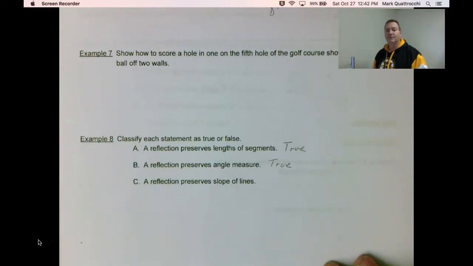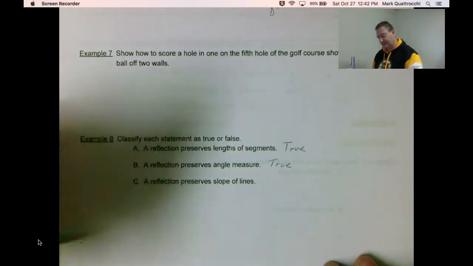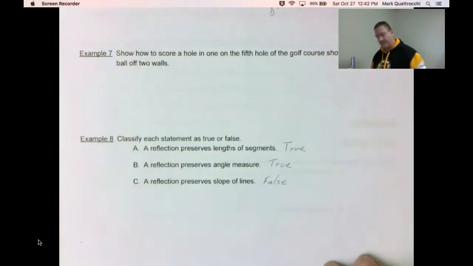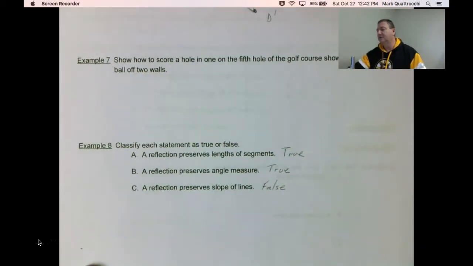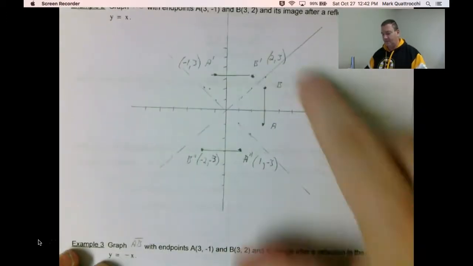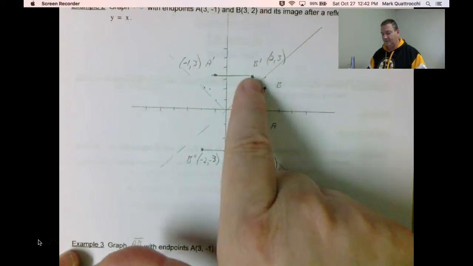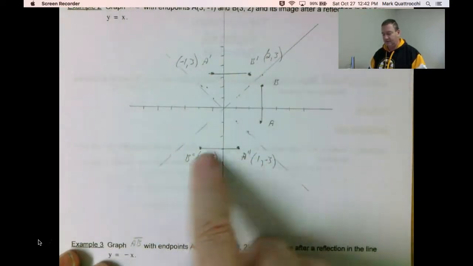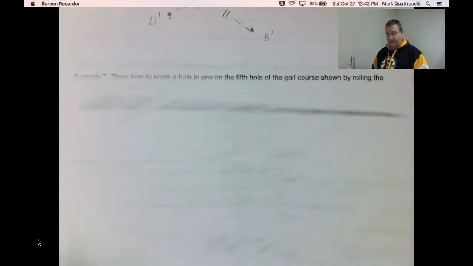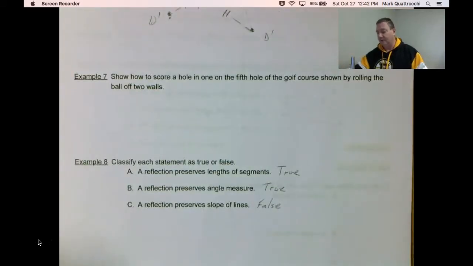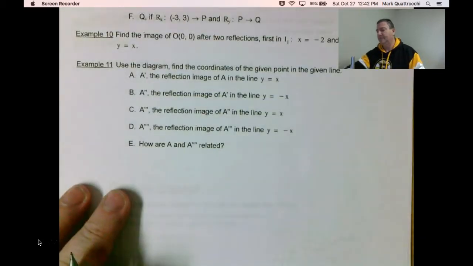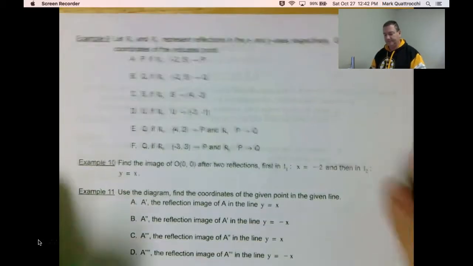Reflection preserves slopes of lines. That is false. We've seen in many of the examples where the slope here is undefined, the slope here is 0. Slope here is undefined, slope here is 0. Not the same slope after we do the transformation. That was example 8. Example 9.